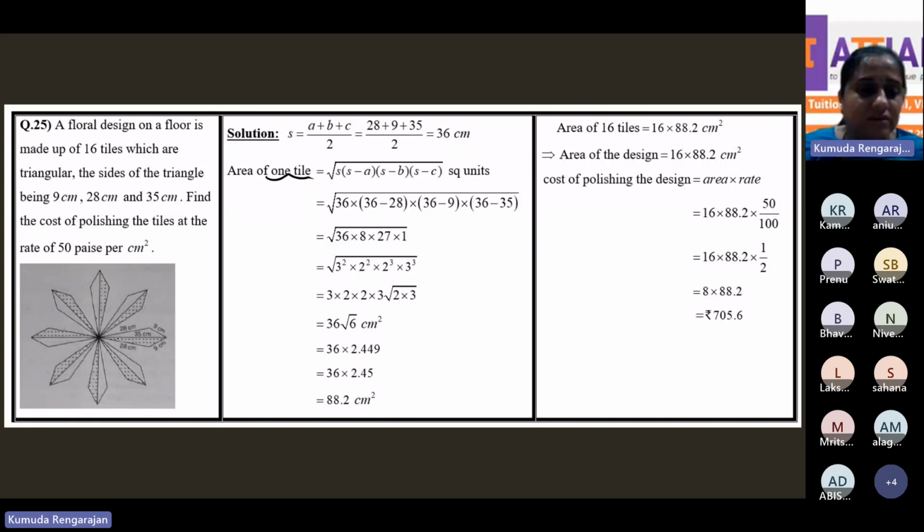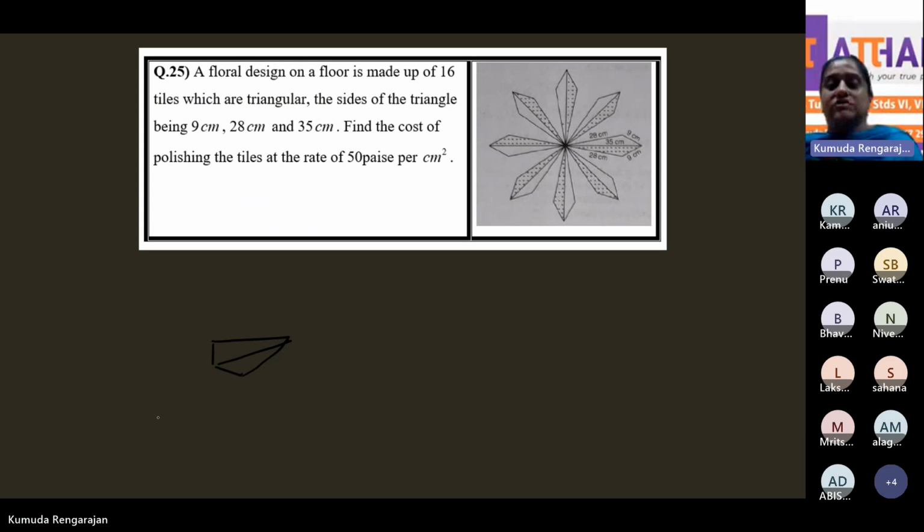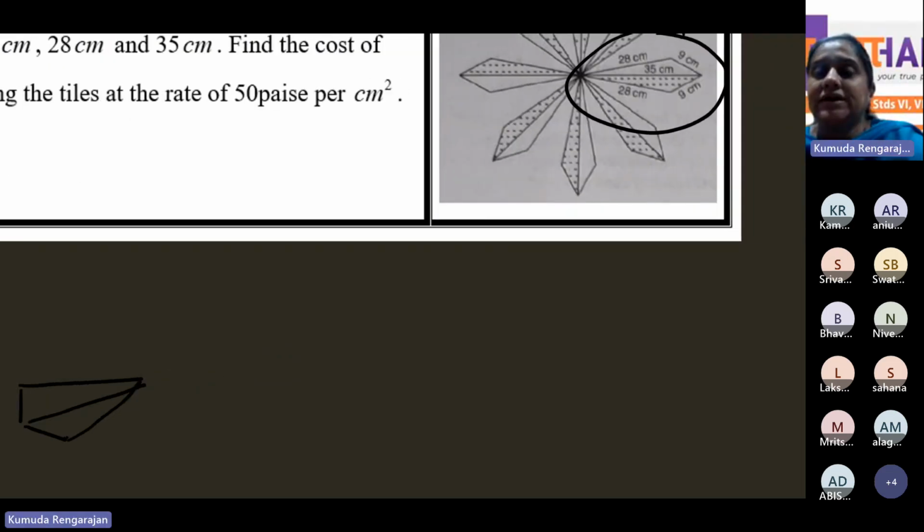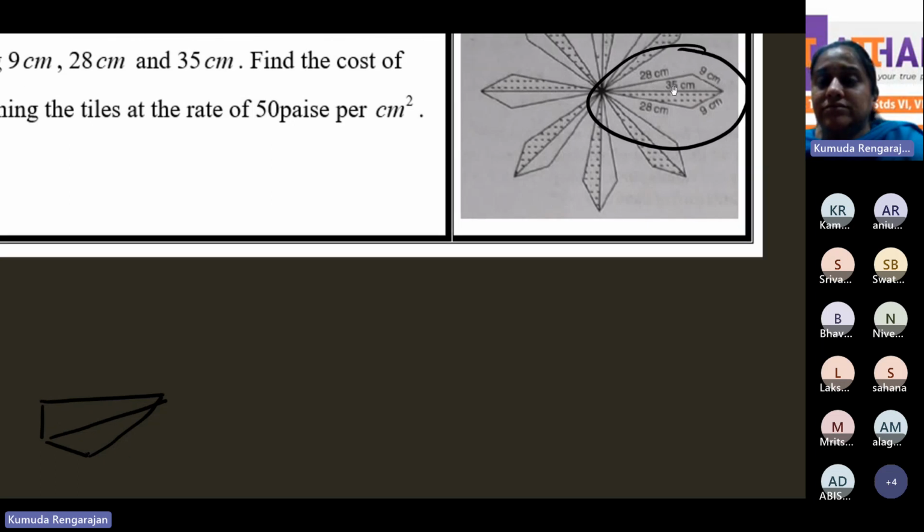These are the sides given here. See, it's marked here. The size of the triangular tile is 28 centimeters, 9 centimeters, and 35 centimeters. See, this is the triangle: 28, 9 and 35. These are the sides of the triangle.